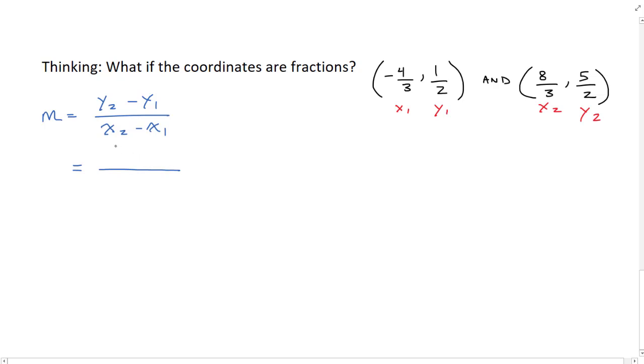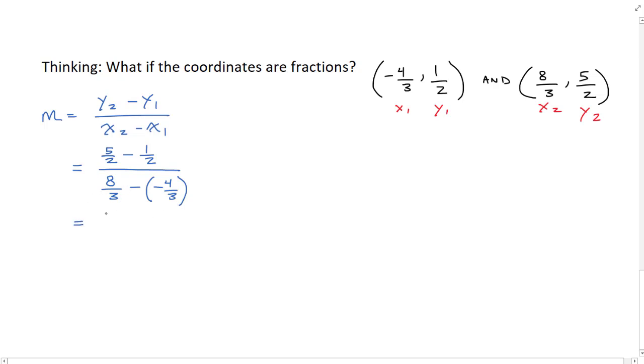So let's sub these things in. So we got 5 over 2 is y2 minus y1, which is 1 over 2. And x2 is 8 over 3 minus x1, which is negative 4 over 3. And remember, if we have a double negative, we have to put brackets around it. We can't have 2 signs side by side.